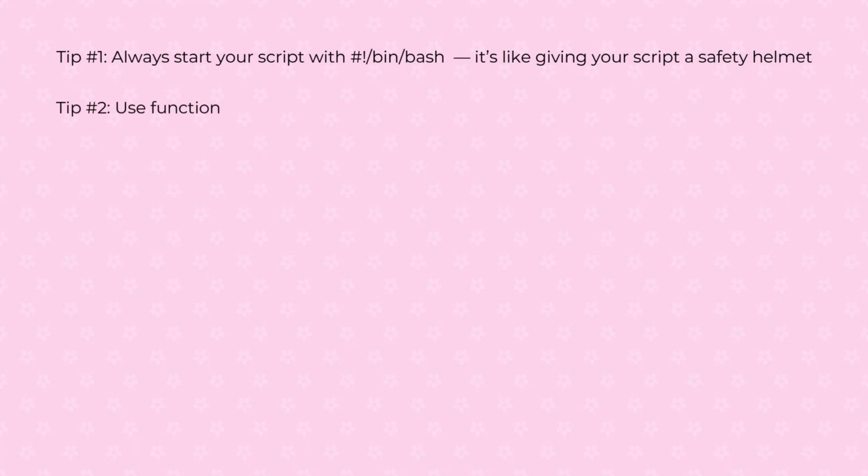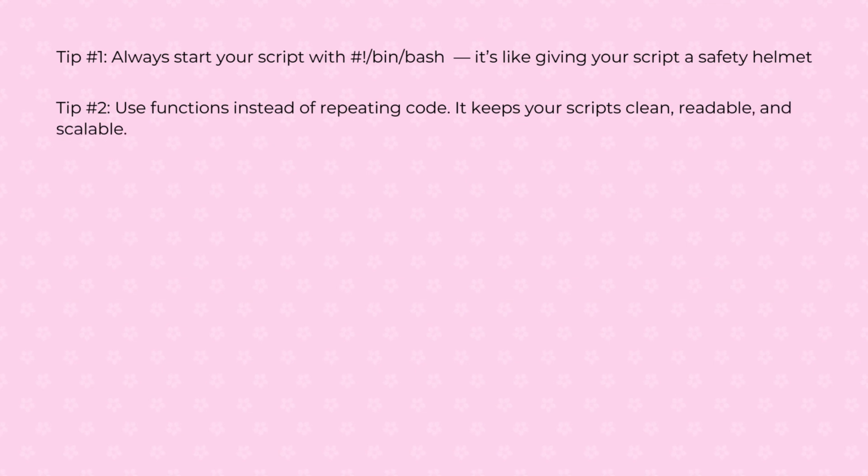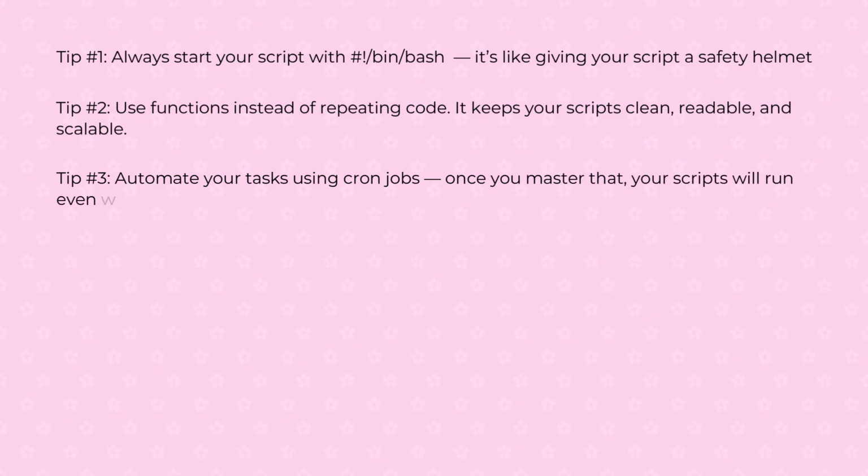Tip number two: always use functions instead of repeating code. It keeps your script clean, readable, and scalable. Tip number three: try to automate your tasks using cron jobs. Once you master that, your script will run even while you sleep. It means once you automate your script using cron jobs, it runs at the scheduled time and provides the output. But before turning on the cron job, you must be fully confident that your script is working well.